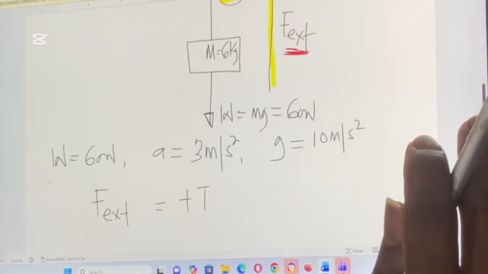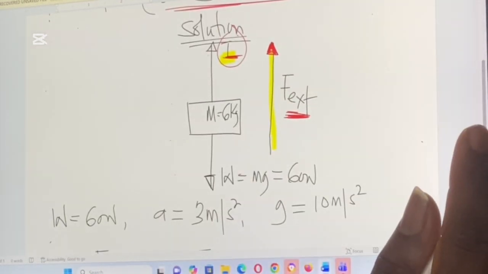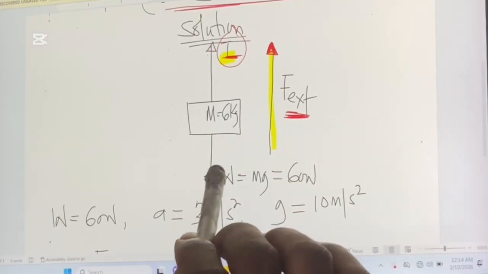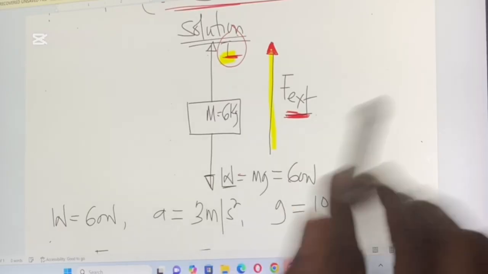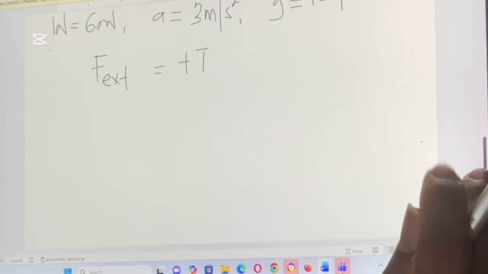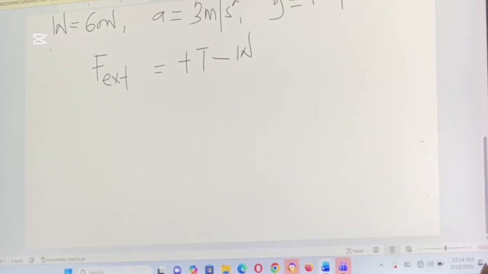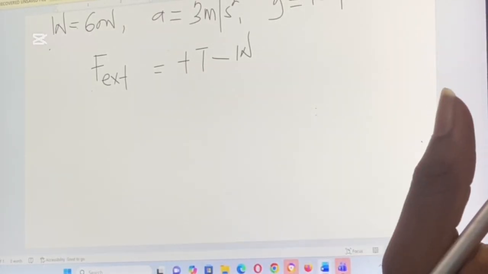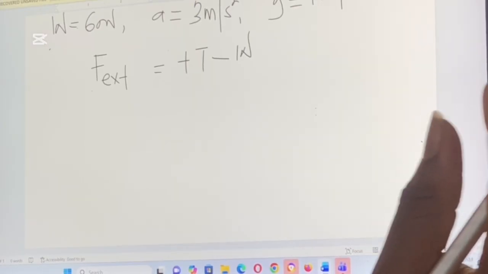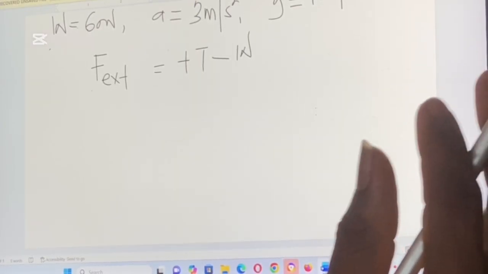Now let's check the next force. Remember, tension and weight are also forces. So what direction is this weight here? Weight is moving in the opposite direction to the external force. So it's going to be opposite, which means minus. So this is going to be minus W. Please take note. So this is how we form the equation of an elevator or lift.